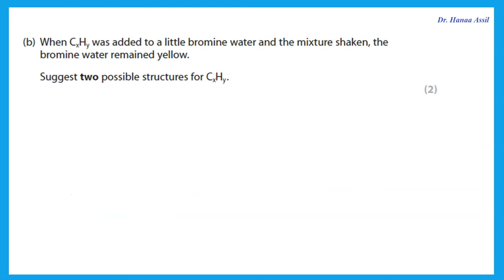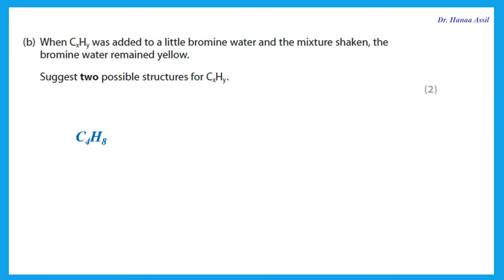When CxHy was added to a little bromine water, the mixture shaken, the bromine water remained yellow. So we are told now that the formula is C4H8, but it is not an alkene, because if it were an alkene, it would change the bromine water to colorless. So it's not an alkene, it doesn't have a double bond, but it is C4H8. So what is the possible structure of this compound?